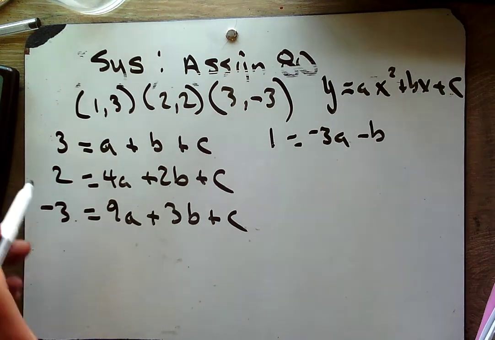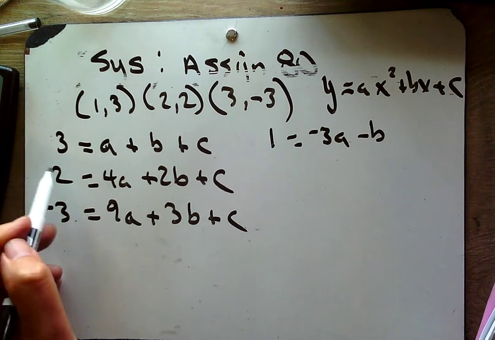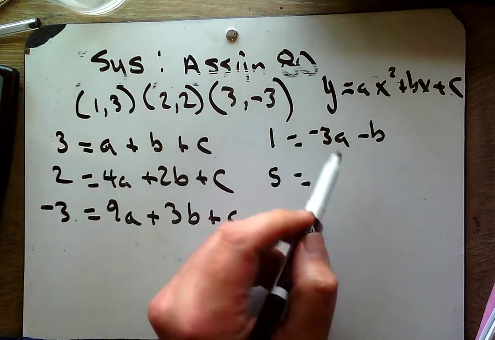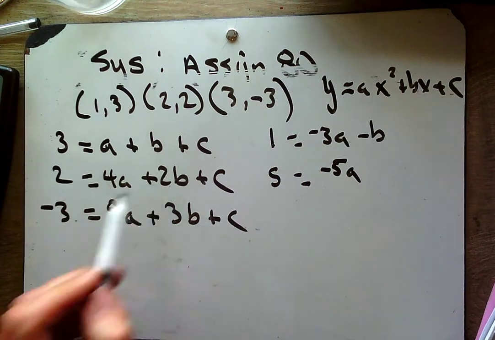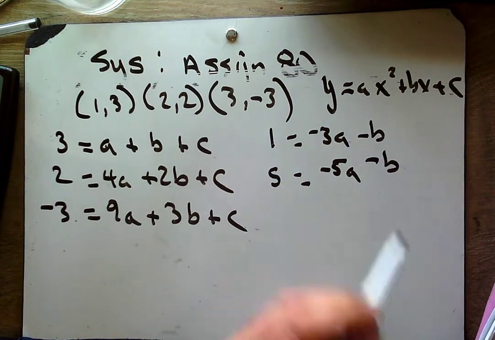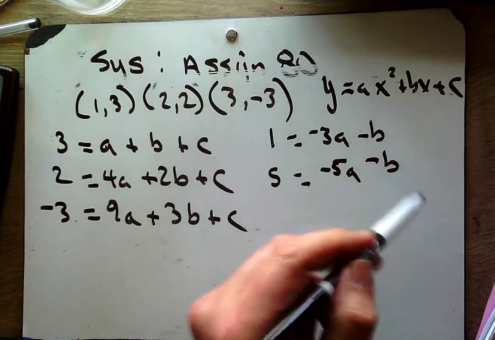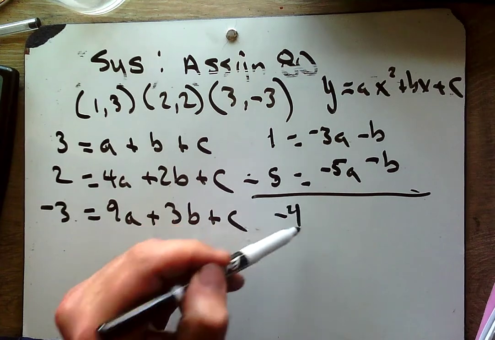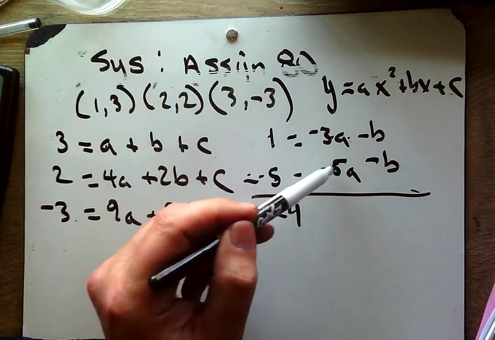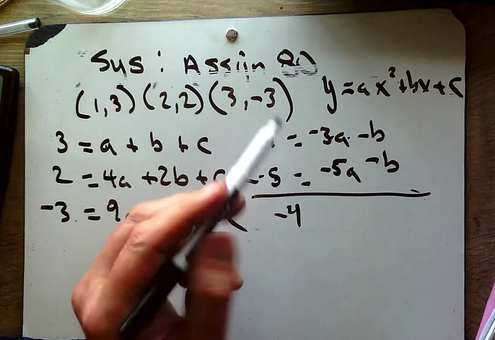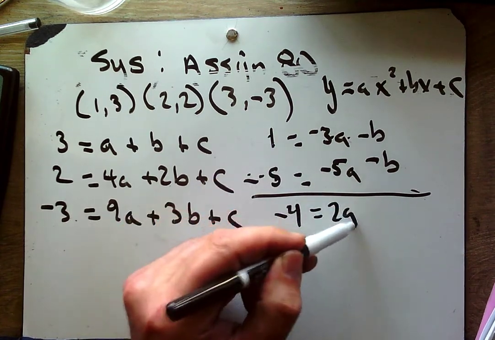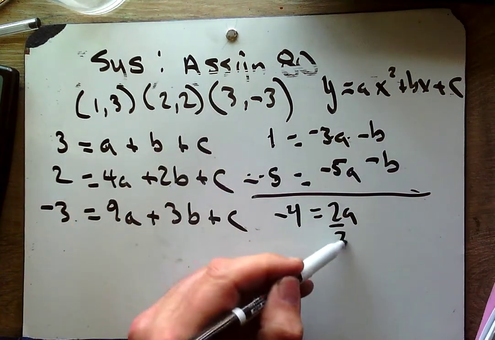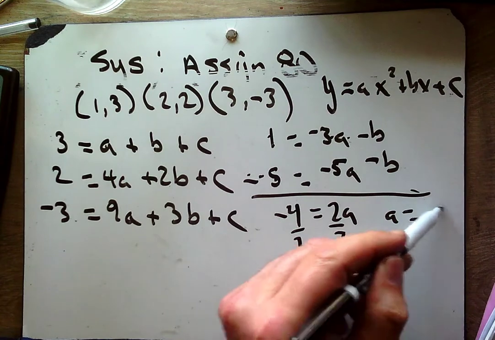So again, I'm going to take this equation and subtract this one. 2 minus a minus 3, 4 minus 9, and 2 minus 3. And so now I have this. And look, see, 1b's. So if I subtract, 1 minus 5 is negative 4. Negative 3 minus a minus 5 is negative 3 plus 5, which is 2a. And then finally, minus b minus a minus b, those cancel. Divide by 2, and I get that a is negative 2.